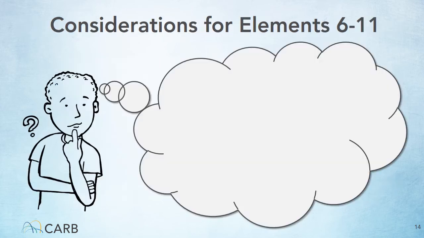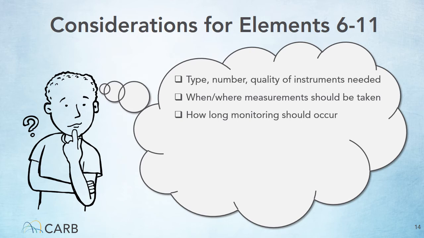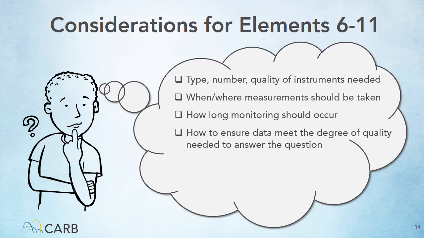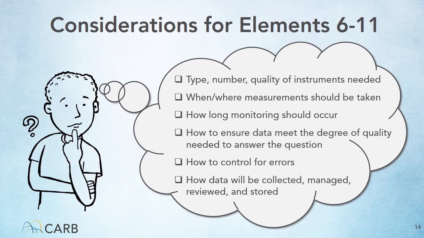Once methods, equipment, monitoring locations, and monitoring duration are determined, defining quality control procedures and data management will help to ensure the resulting data are useful. This includes answering questions such as, how will we ensure data meet the degree of quality needed to answer the question? How will we control for errors in the field, in the laboratory, or during data analysis? What kind of system will we have for collecting, managing, reviewing, and storing data? Defining these quality control procedures in the plan will ensure all parties can understand how data were generated.